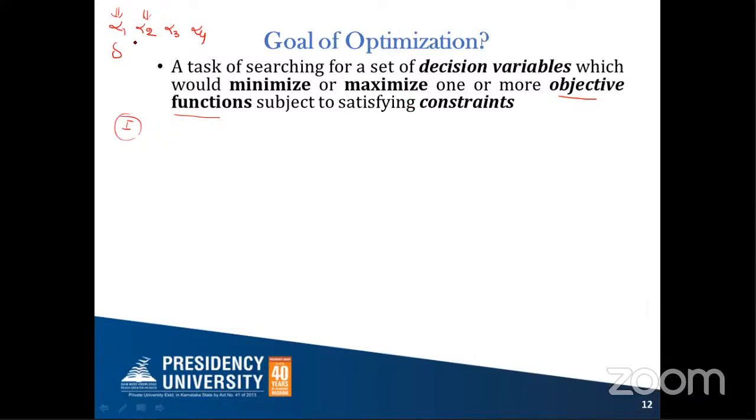So what are the decision variables we are having? They have some limits. That is what I'm telling here. So here we are having three terms: decision variables (DV), minimization or maximization depending upon the objective function, and the constraints.